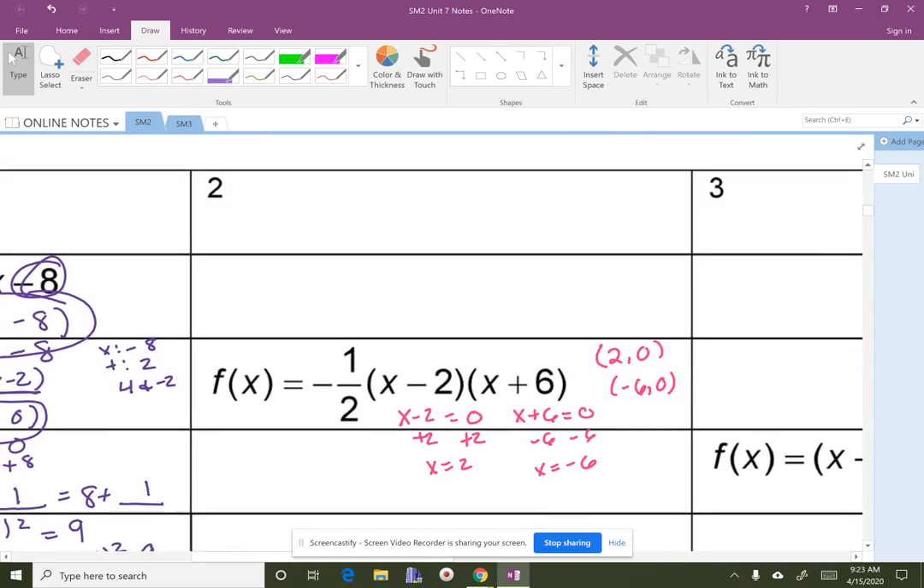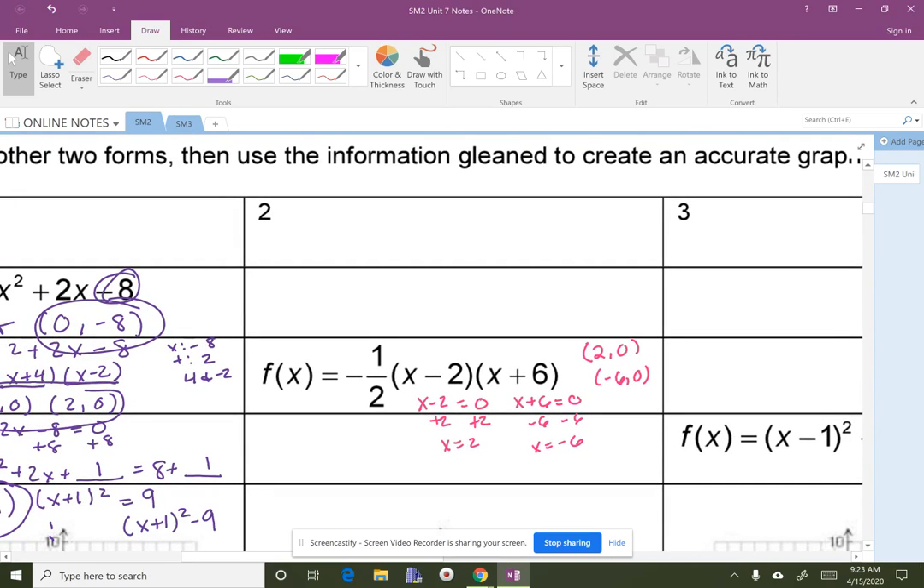So the way I go to standard form is I'm going to redistribute and multiply and expand this factored form out. So x times x gives me x squared. X times 6 gives me positive 6x. -2 times x is -2x, and -2 times 6 is -12. So when I combine like terms, that gives me x squared plus 4x minus 12.